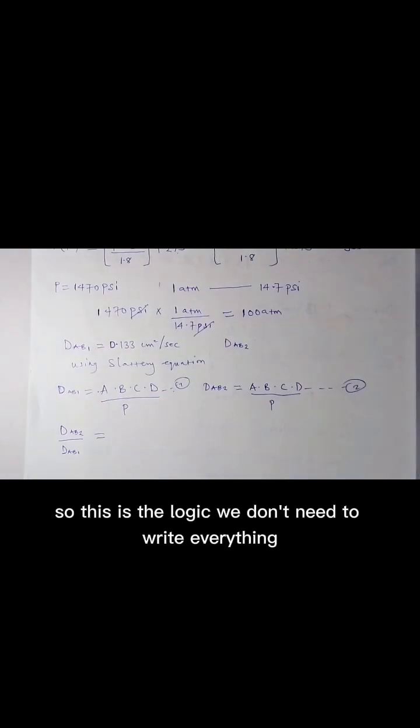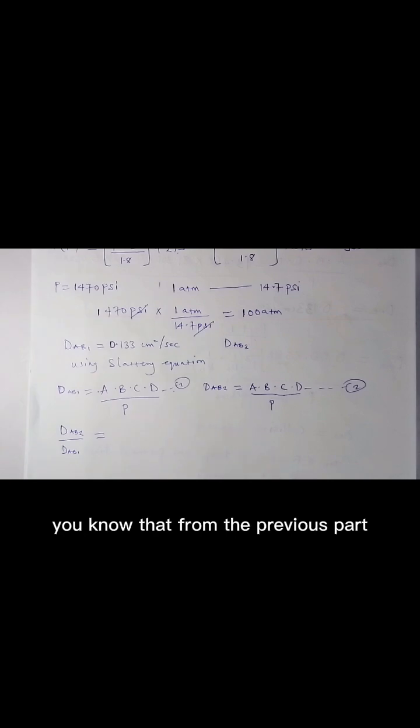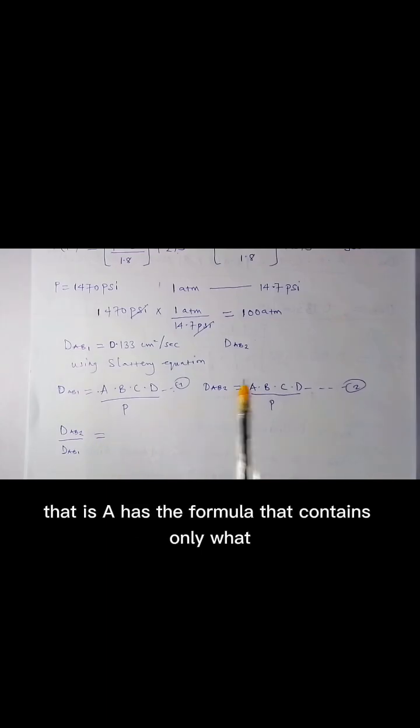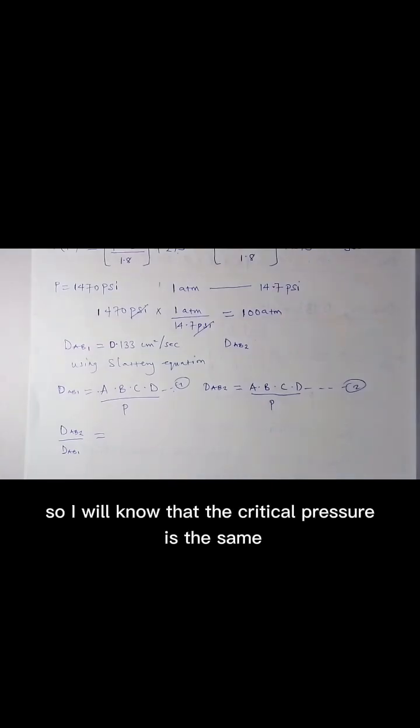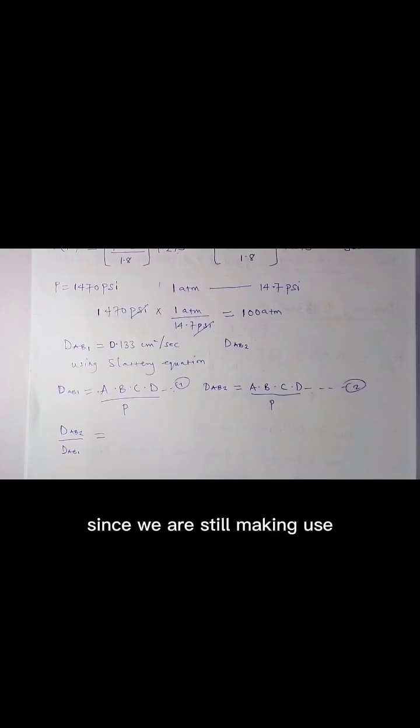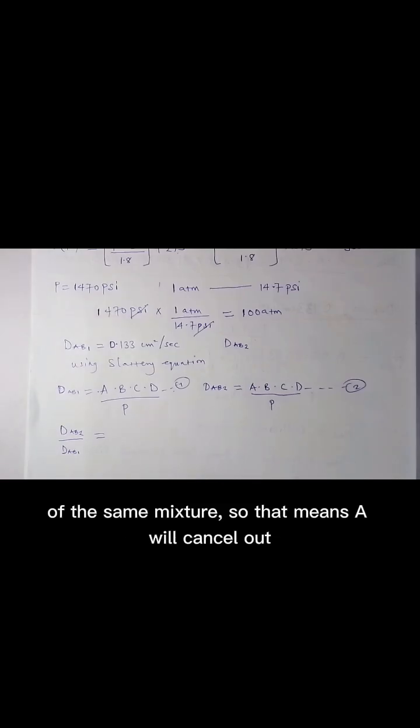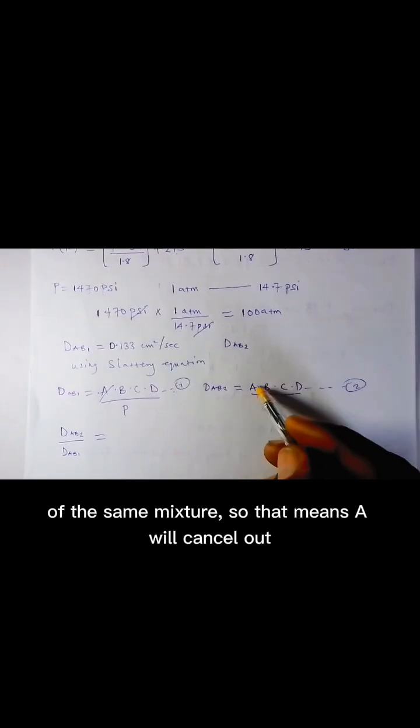We don't need to write everything. We know from the previous example that A has the formula of PCA. That is, A has a formula that contains only critical pressure. And we know that the critical pressure is the same since we are still making use of the same mixture. So that means A cancels out.